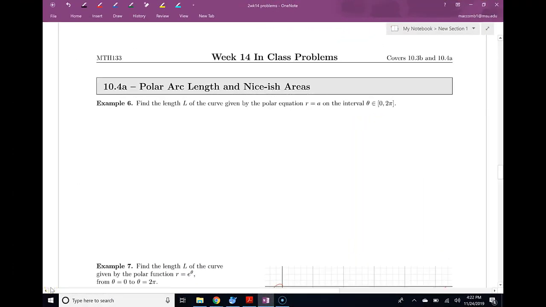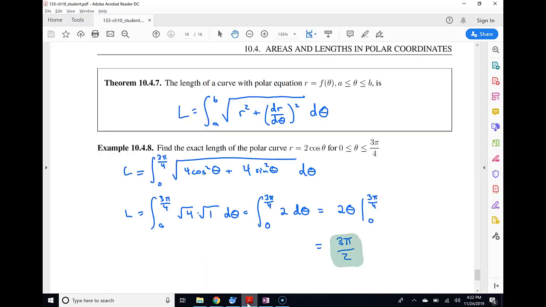All right, so in 10.4, we're going to be talking about polar arc length and nice-ish areas. The way that we're going to continue 10.4 when we return from break on Monday is that we're going to do less nice-ish areas, so we're going to expand on that. But let's first talk about polar arc length. And so we need to go back. If you haven't already watched the 10.4 pre-class videos, I definitely recommend that you do that because first of all, you get all of the theorems and definitions and things that we need for this section, but then also you see a few examples before you get into these in-class examples.